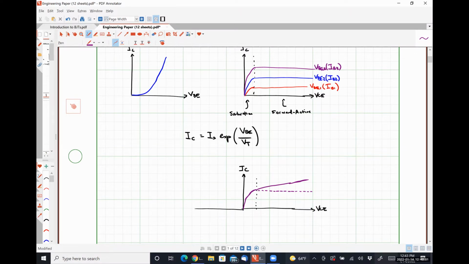Okay. Where mathematically, this current IC looks like IS exp of VBE over VT, multiplied by a factor of 1 plus VCE, the collector emitter voltage, divided by VA, where VA is what's known as the early voltage.